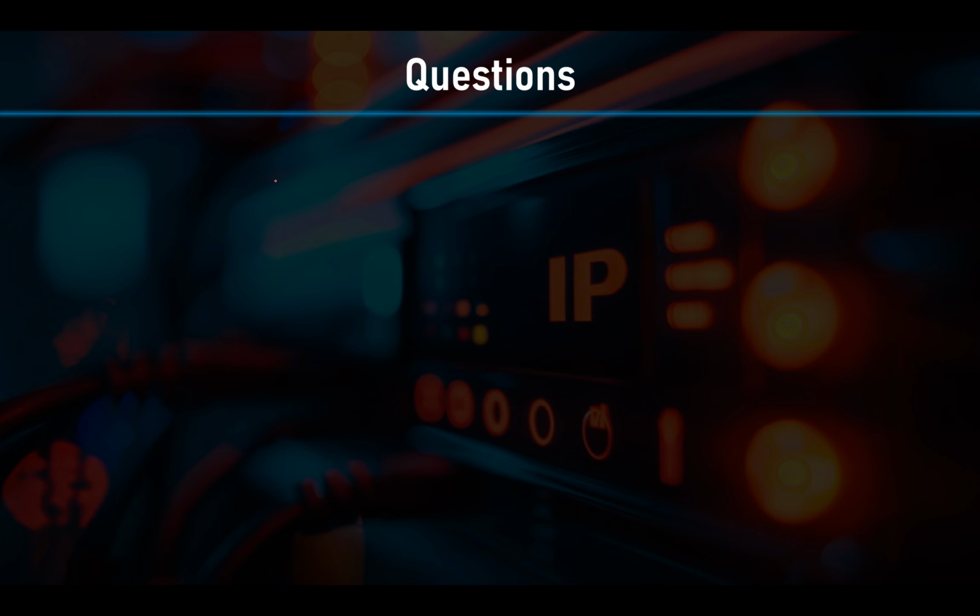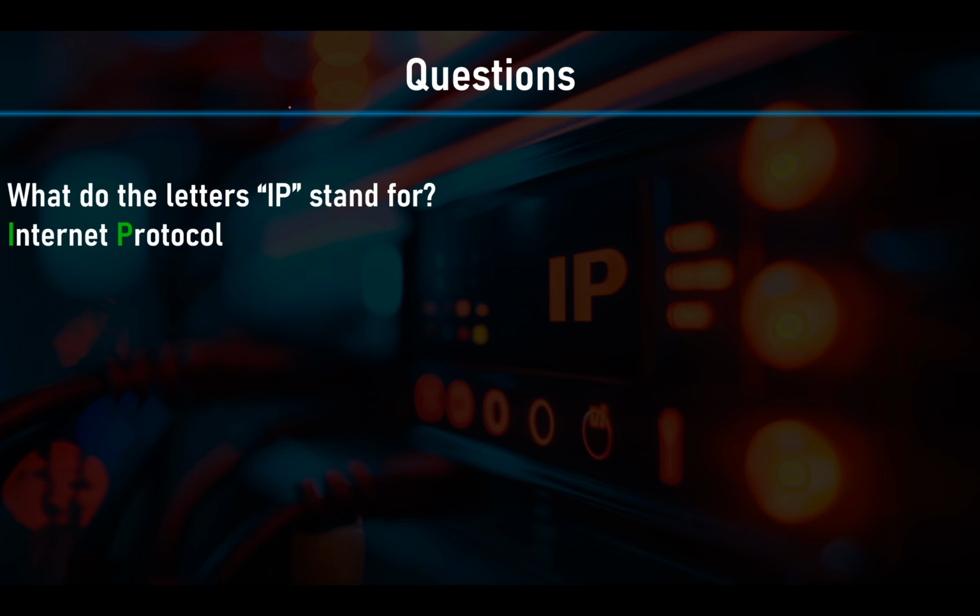Let's finish by having a look at some questions then. First we want to see, what do the letters IP stand for? And as always, just pause the video, have a think about this, or have a go. So if you've done that, IP is just going to be Internet Protocol. Then let's think, what is an IP address used for? Again, pause, have a go.